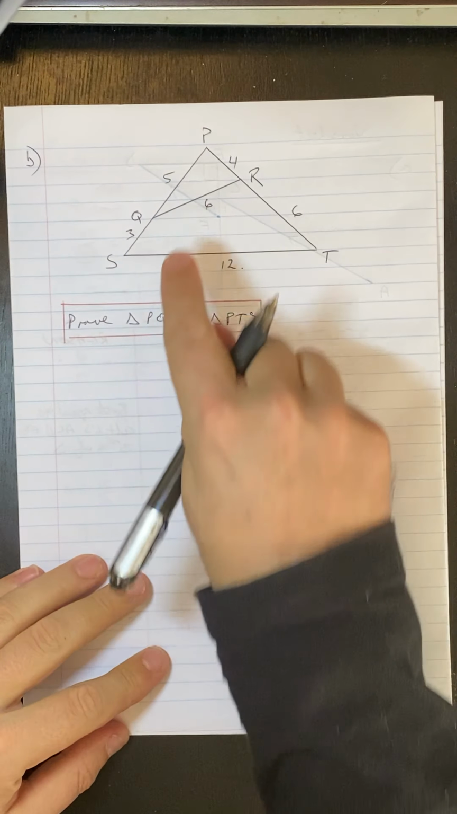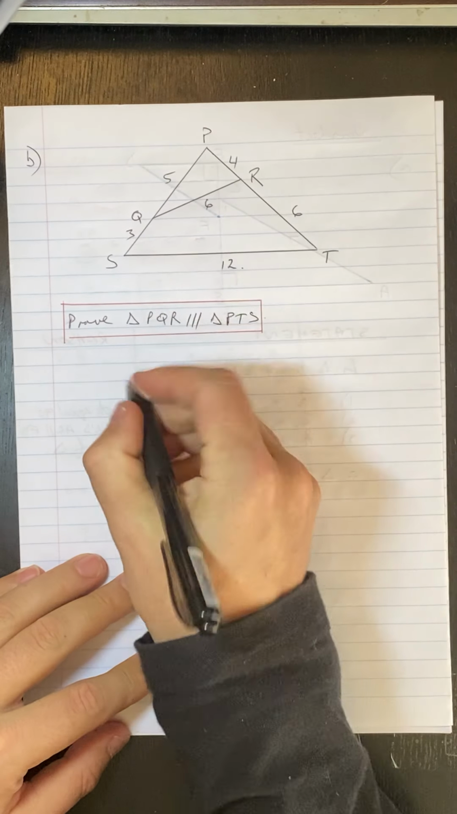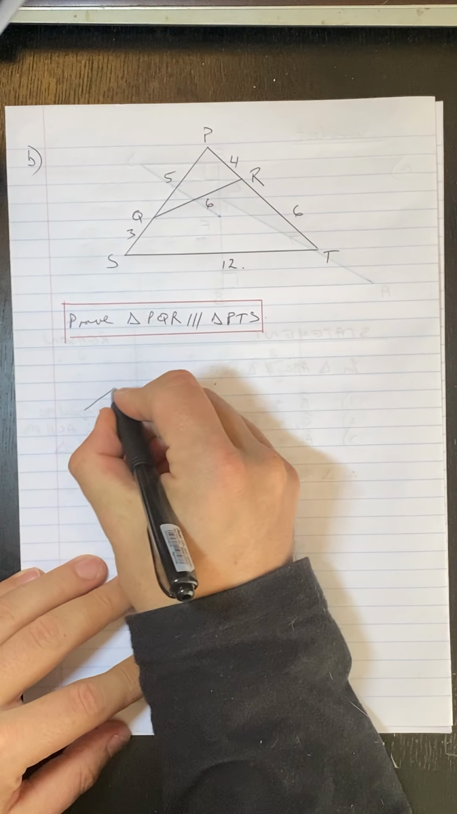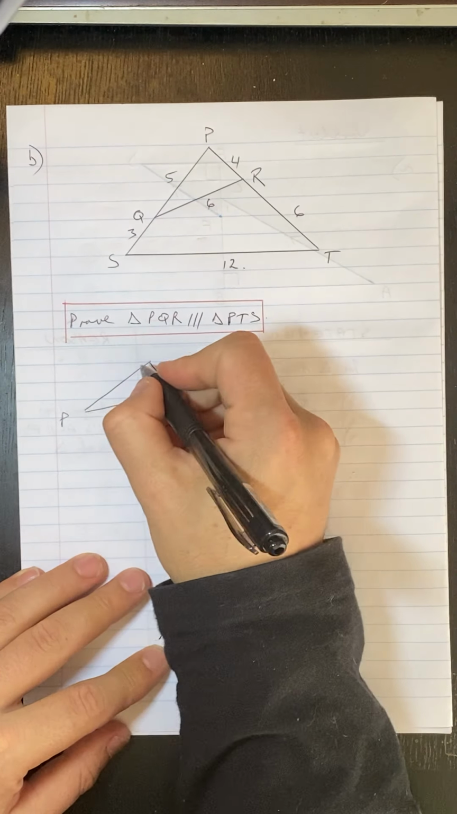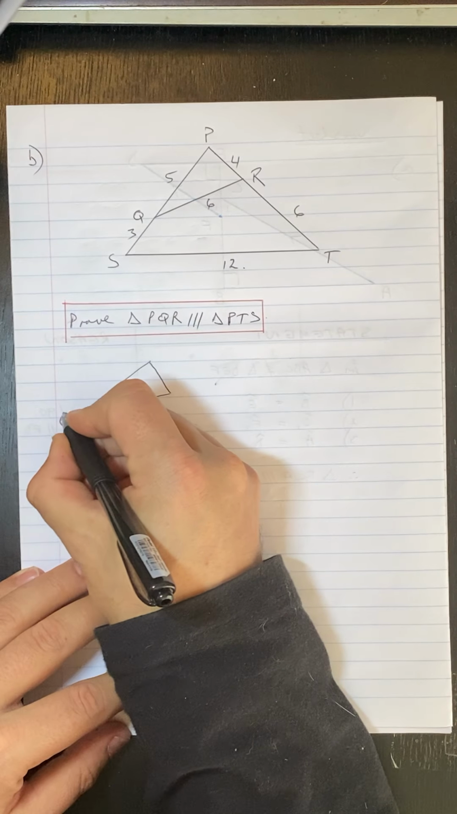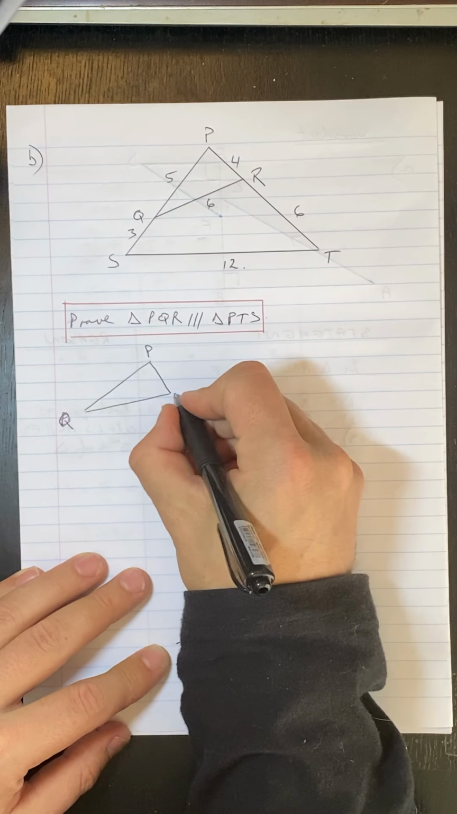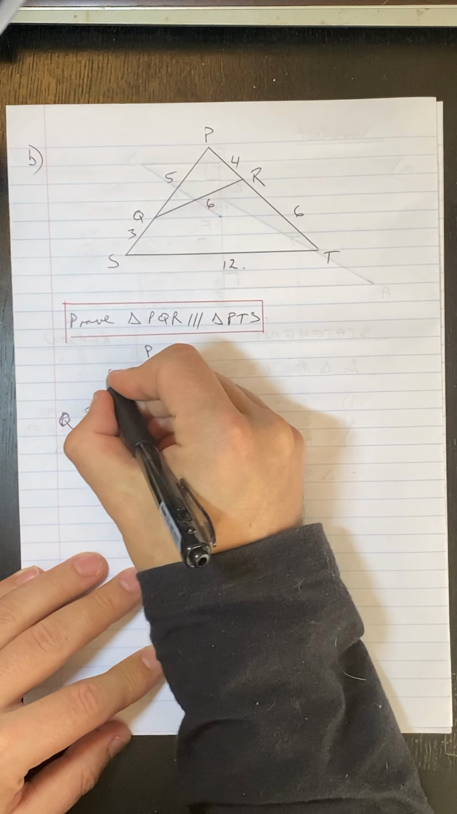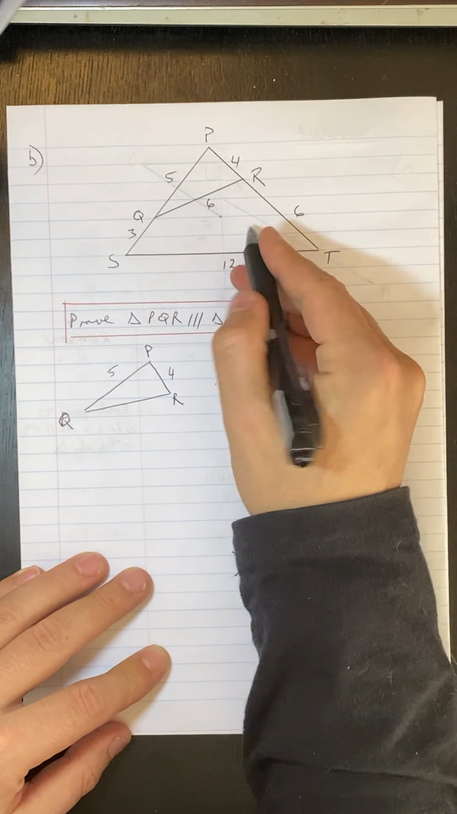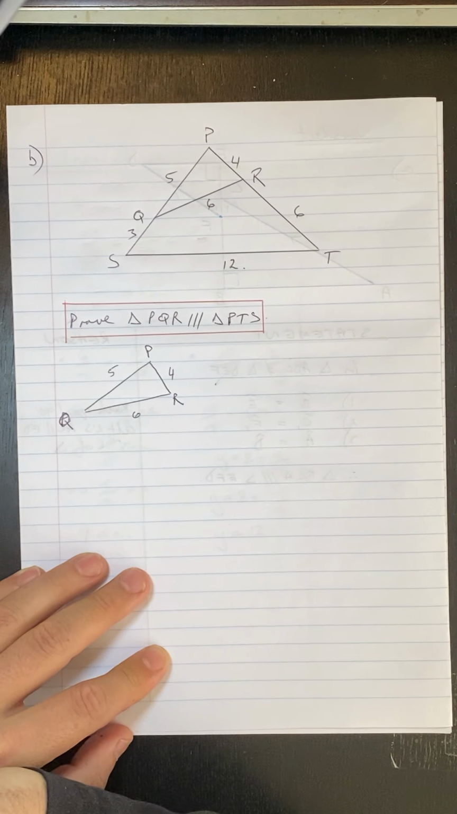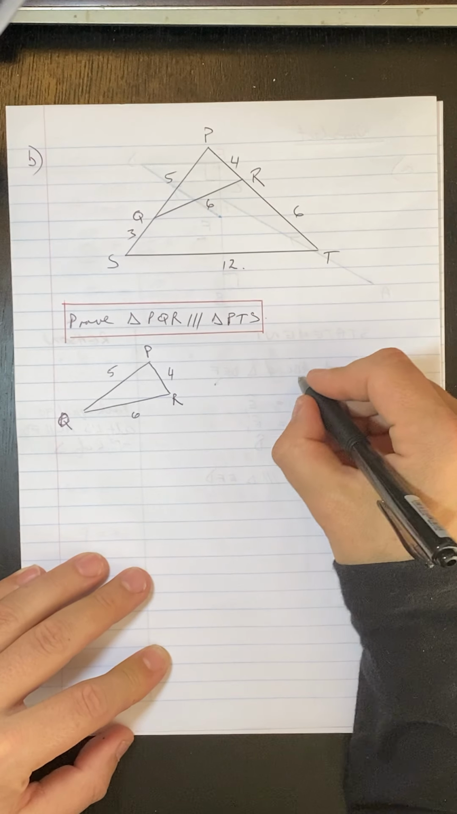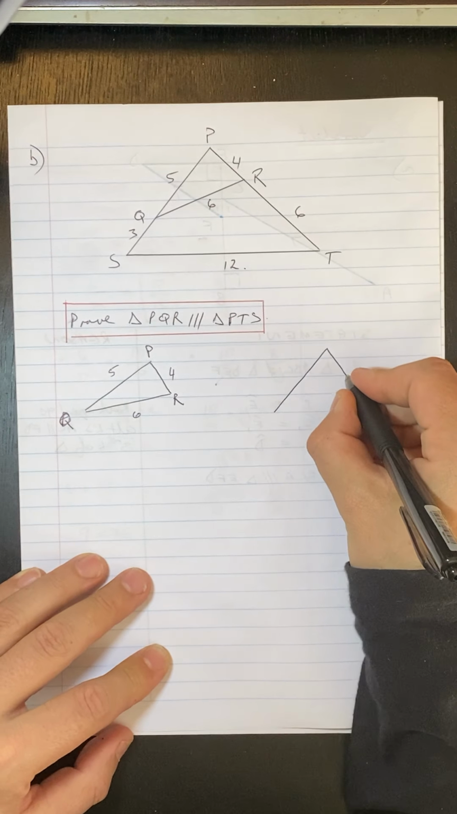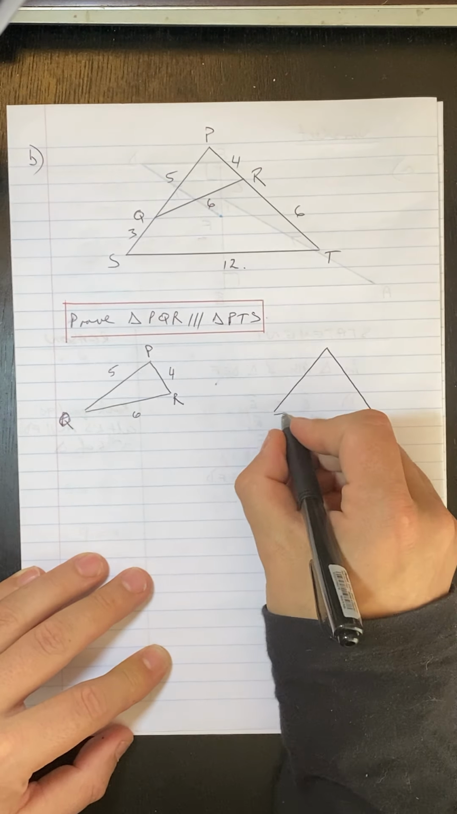So I'm looking at PQR. PQR is the smaller one. So I'm going to draw a very rough thing of it, like that. That is Q, that is P, and that is R. So PQ is 5, PR is 4, and then RQ is 6. Now I'm going to do the PTS triangle, which is the big one. Again, guys, just very rough, and it doesn't have to be to scale. So we have P, T, and S.